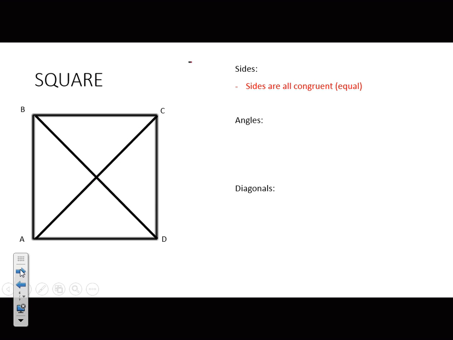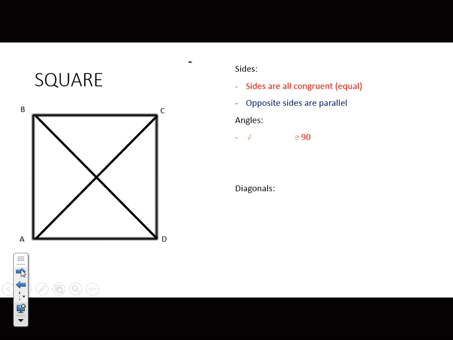So, all sides are congruent on our square. We also know that opposite sides are parallel. So if we look at this, BC is going to be parallel to AD. AB is parallel to DC. So all sides are congruent and opposite sides are parallel.